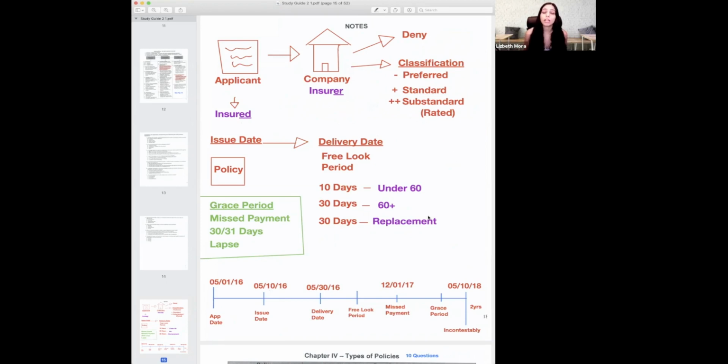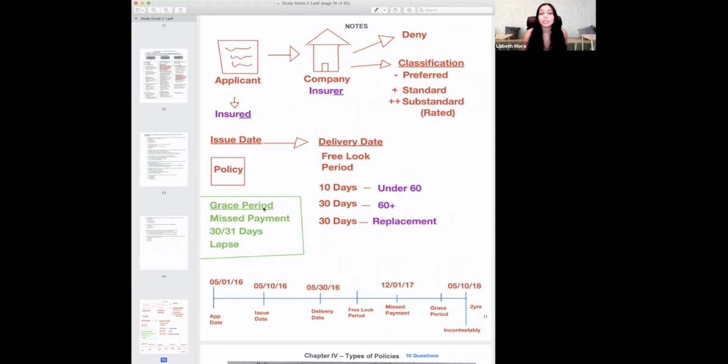Because if you think about it, if they're replacing their policy, it means they have a new policy with us, an old policy with the older company. So that means they have two policies to look at, because they need to decide, is replacing really the option that they want to go with, right? So it doesn't matter the age. So make sure you are reading your questions, because if it says replacement, I don't care if Bob is 35. If it's replacement, he'll get 30 days, no matter his age.